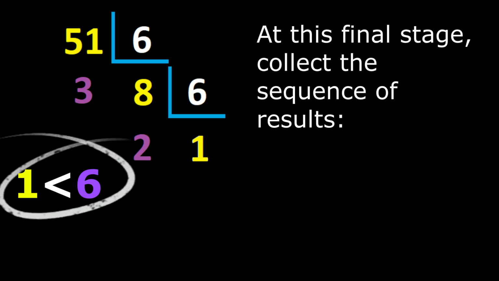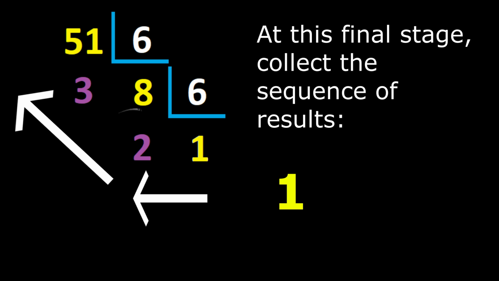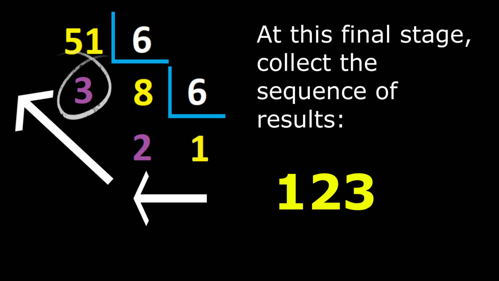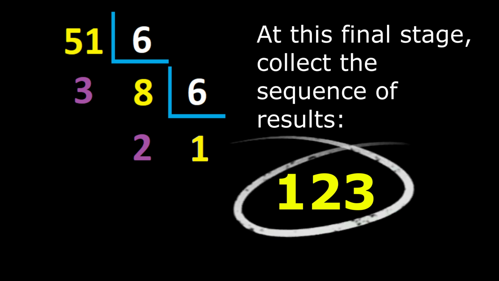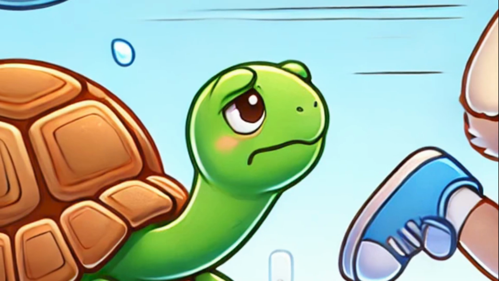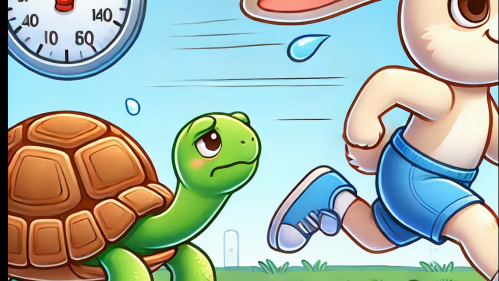At this final stage, the user collects the sequence of results. The first digit of the new number is the last quotient obtained. Following this, the remainders are noted, but in reverse order, from the last remainder to the first. And, as if by magic, the number 51, written in base 6, emerges as the result. You may have noticed that this method is significantly faster and more practical than the previous one.